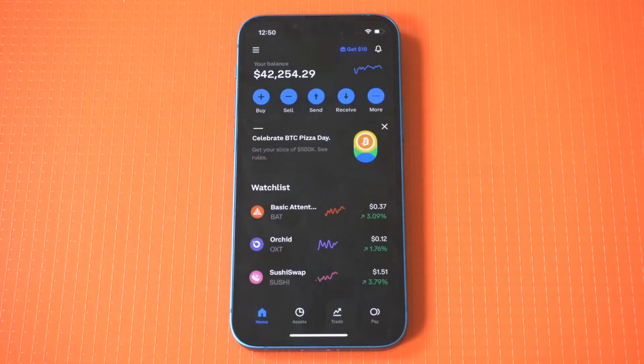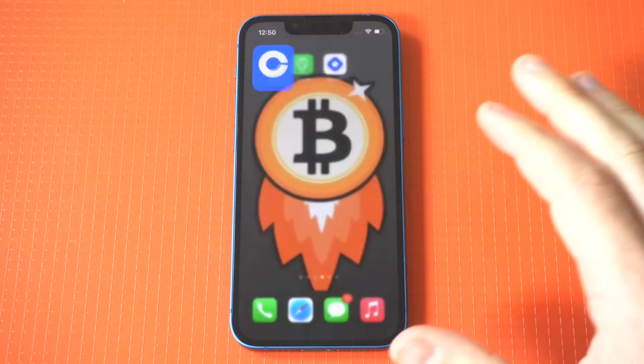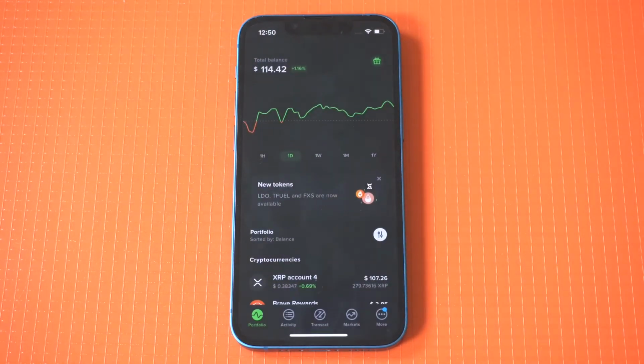Okay, let's start things off with Coinbase. Now, what else can I say about Coinbase? They've been around forever. I've been using them for 7 or 8 years. I've got 40,000 in my account, plus they've got over 100 coins. And yes, they allow you to use Apple Pay.